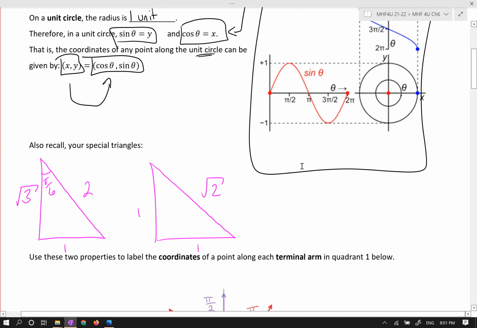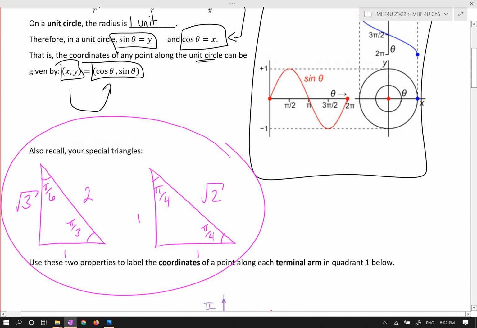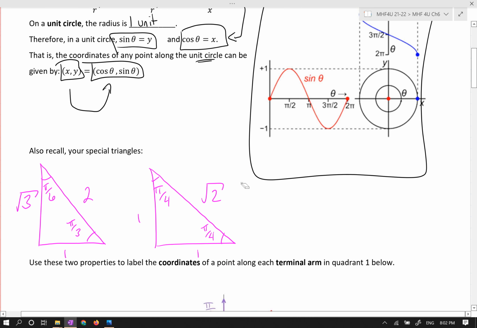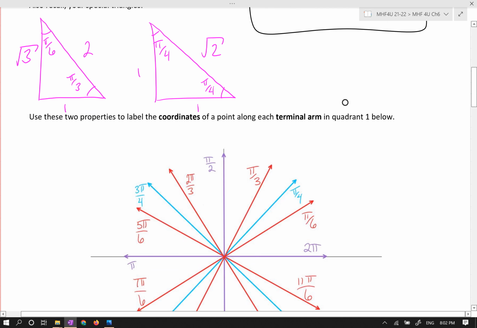Fantastic. So we should be working here with these two special triangles. Oops, I forgot to label. Actually, it looks like my labels disappeared, so I'm not sure where they went. These remaining angles. And you should be a complete master of these by now. When you are sitting down to write an assessment, you will not be given these special triangles. You will need to include them for many problems as a part of your solution if you're looking for full marks.